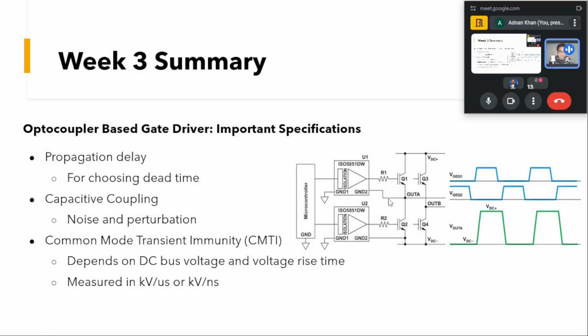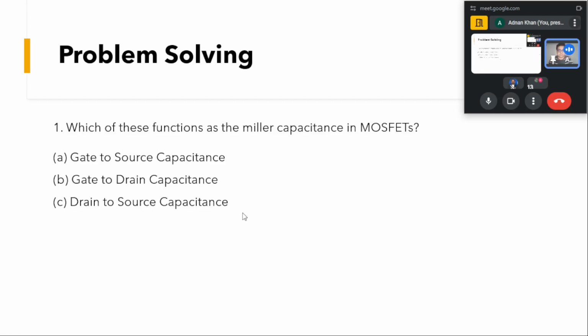There will be some dV/dt that comes across here, which may cause noise issues and EMI issues in the gate driver. So we have to check that there is a sufficient rating provided in the gate driver ICs, so that the dV by dt of the devices does not affect our gate driver, and our gate drivers do not get falsely triggered and so on. This is usually measured in kilovolts per microsecond or kilovolts per nanosecond, and it is given in the data sheets.